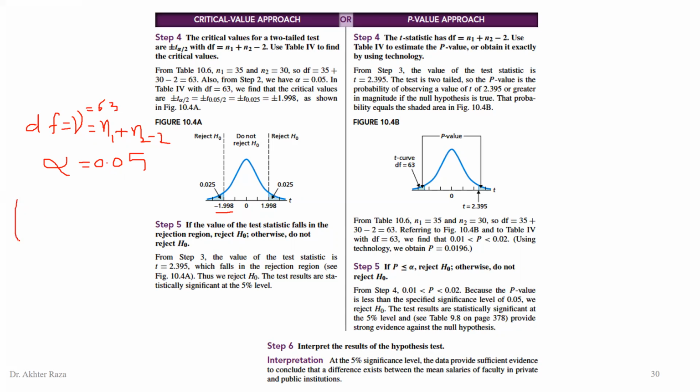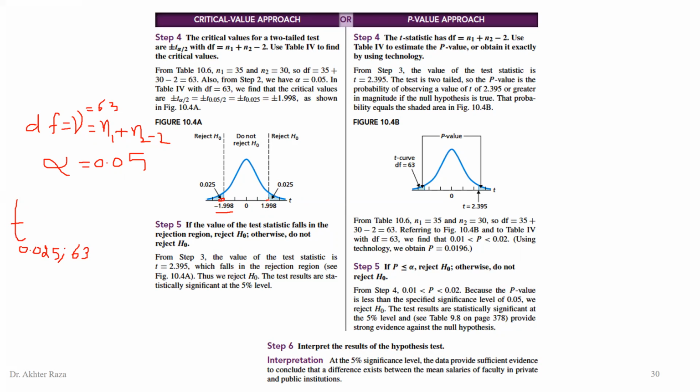So we have to obtain a number from the t table. This is t 0.025, not 0.05, because alpha by 2 is to be used with the degrees of freedom 63. This number is minus 1.99. Minus 1.99 and plus 1.99. So these two values are known as the critical values.